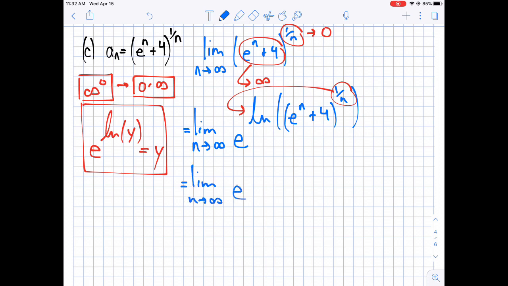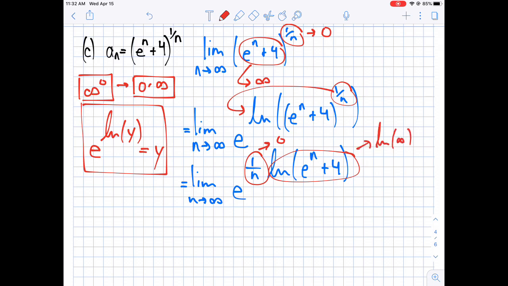We have still our base of e. We have 1 over n ln of e to the n plus 4. And now let's take a look at what happens as n approaches infinity. This term here is going to just approach 0. But this term is still going to approach ln of an ever-increasing number, so it's actually going to be ever-increasing itself. It's going to go to infinity.